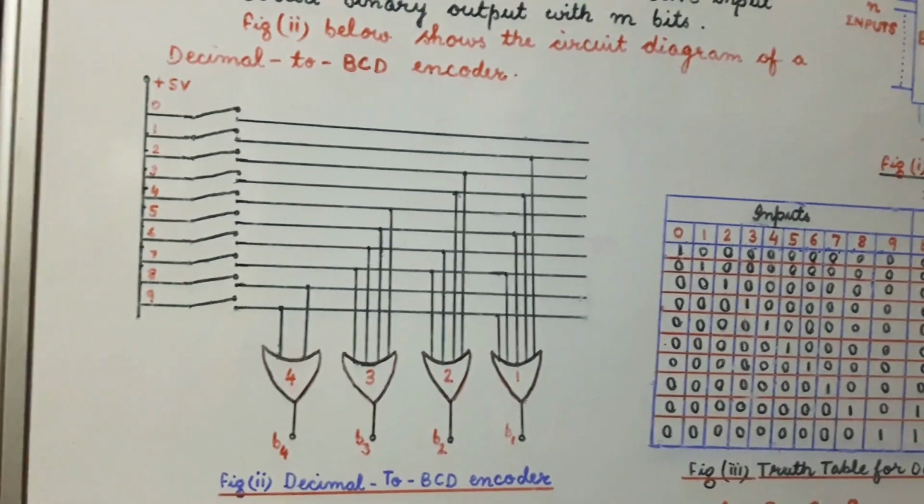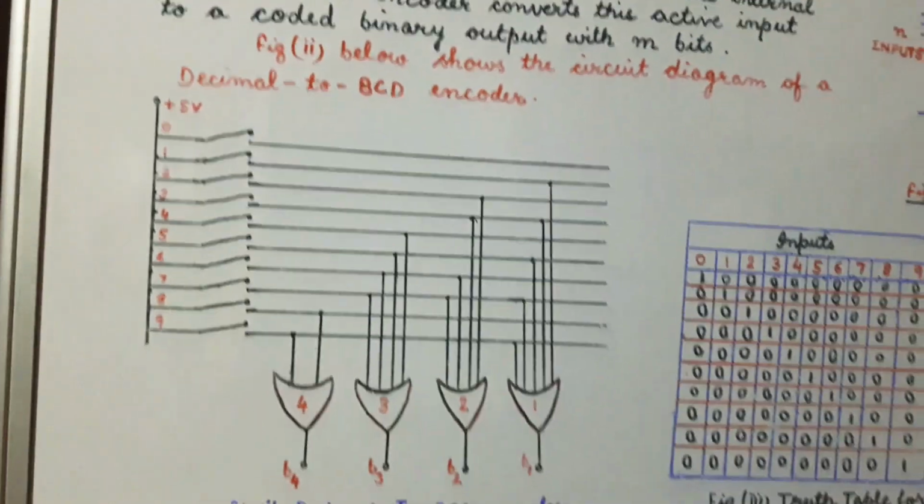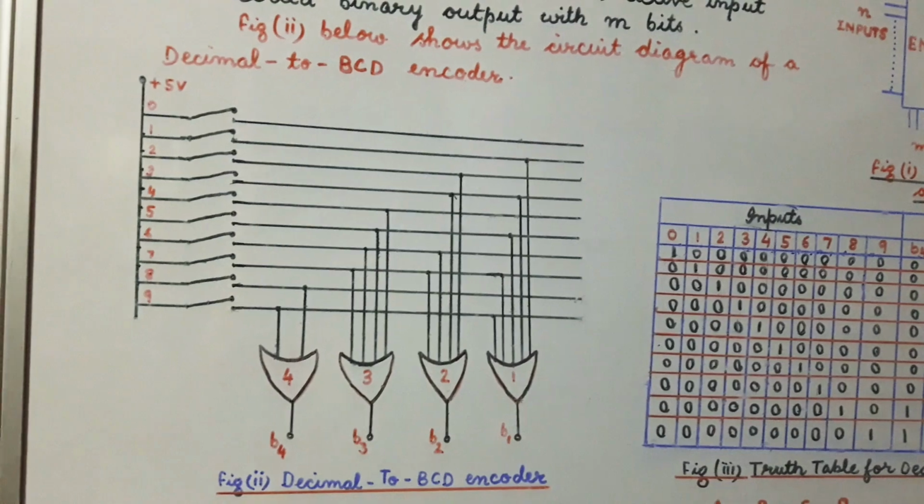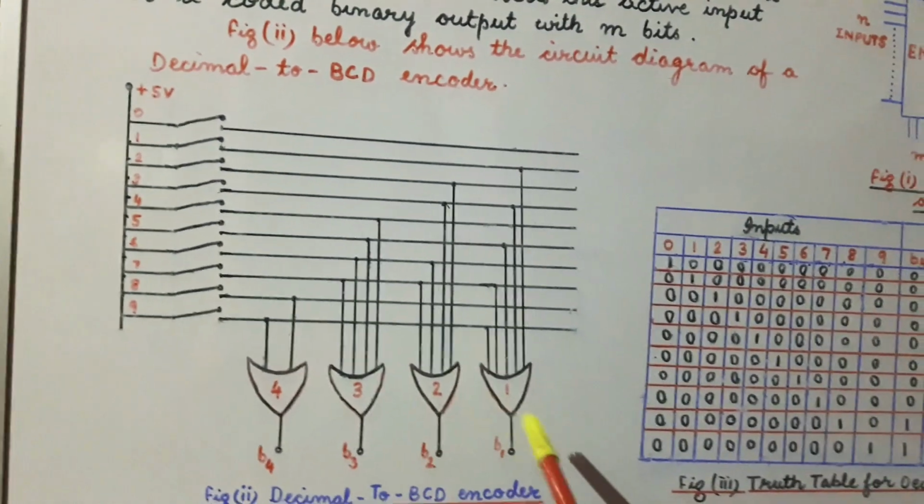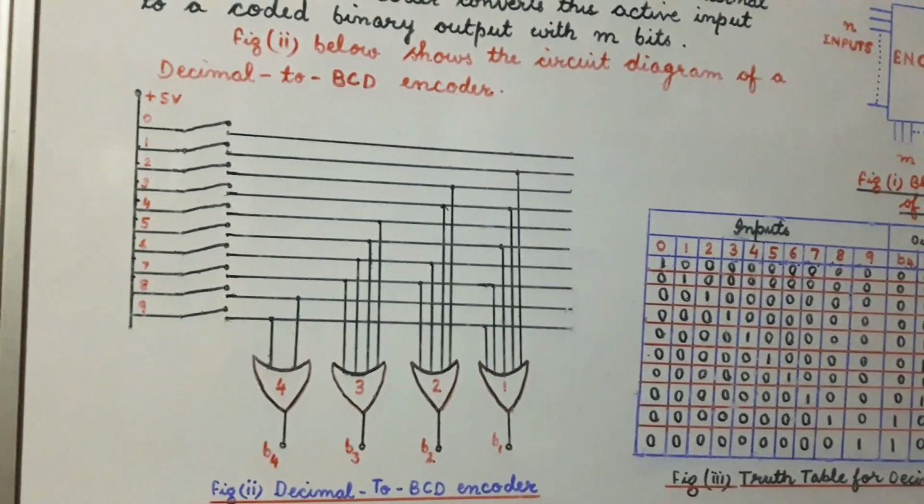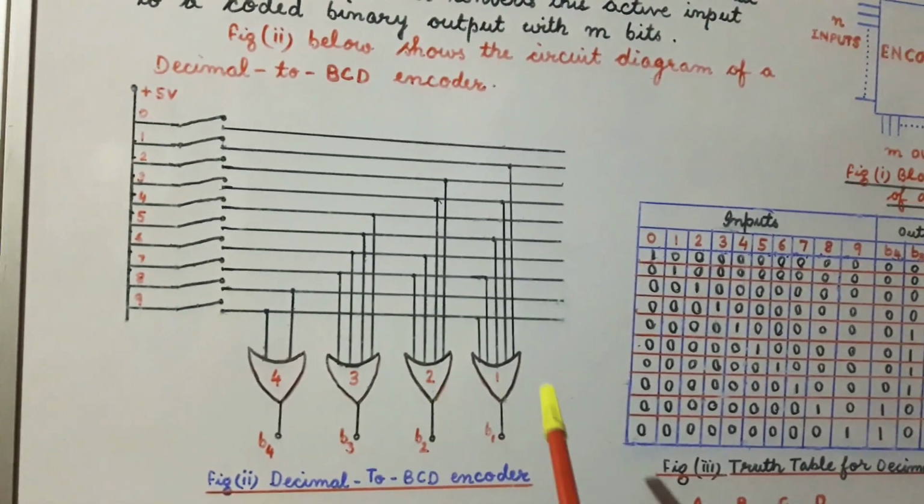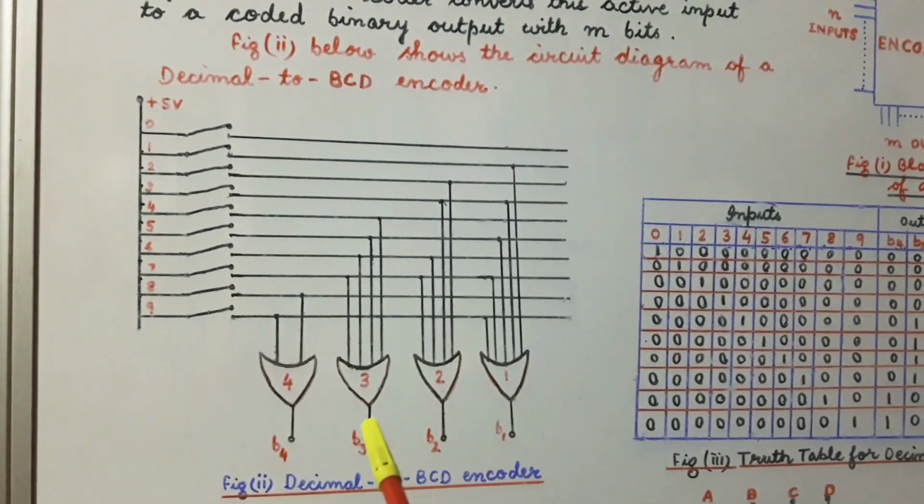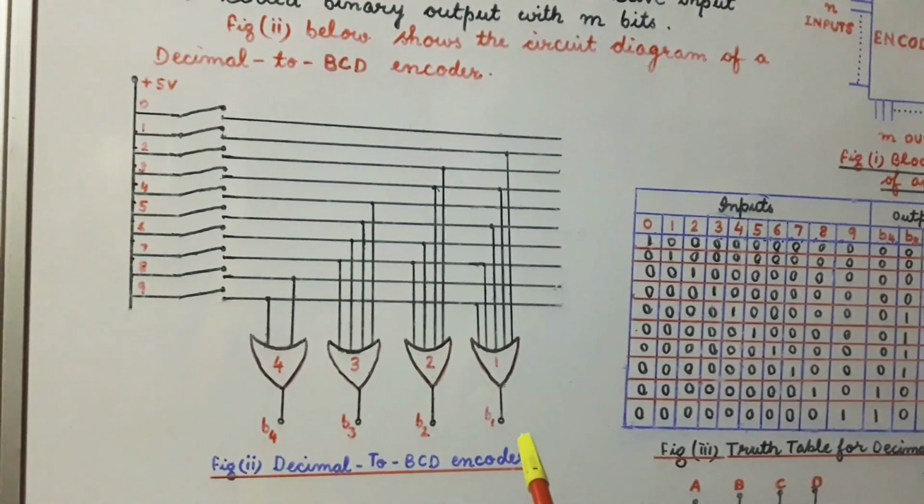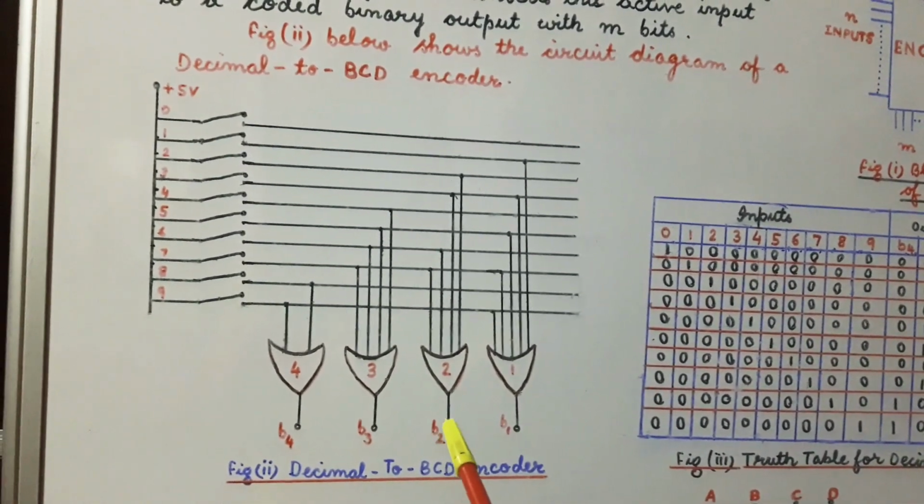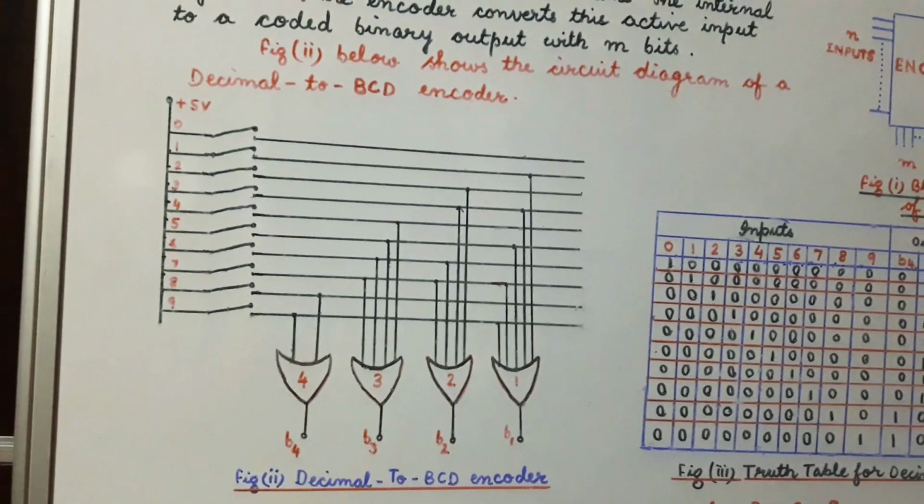In a similar manner, if we press the switch 7, then the OR gates 3, 2 and 1 are active. So the output B4, B3, B2, B1 is 0, 1, 1, 1, which is again the BCD equivalent of the decimal digit 7.